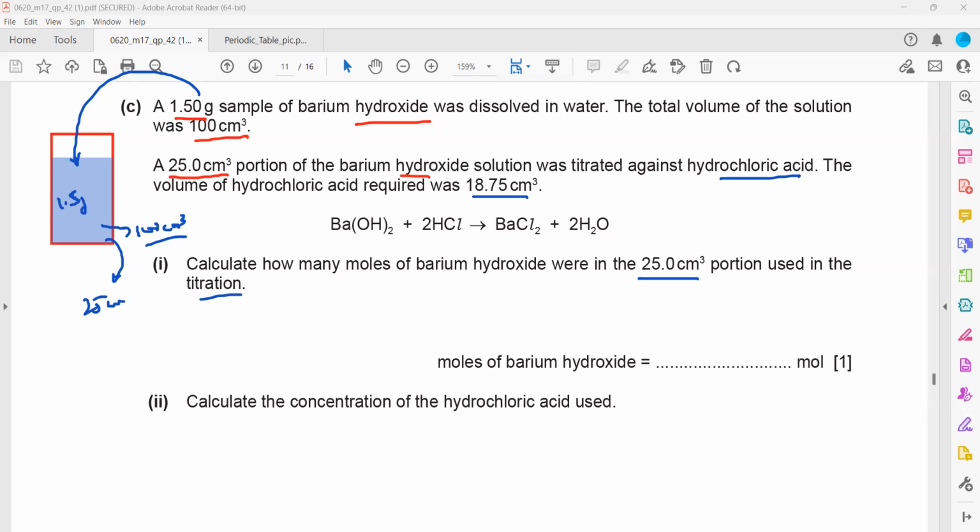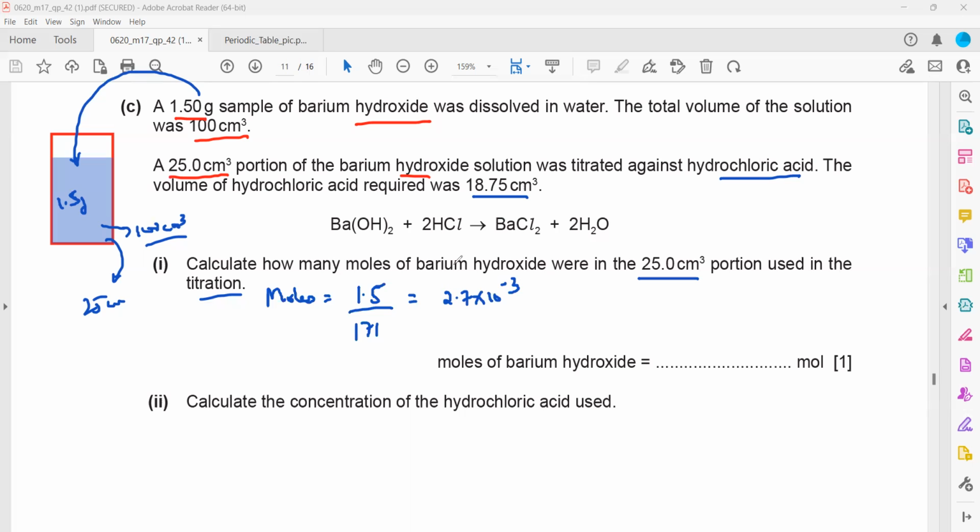To get the moles, we'll use the formula: moles equal mass in gram, which is 1.5, divided by the molar mass of barium hydroxide. That was 171. We did that in the previous part. So 1.5 divided by 171. What's the answer? 2.77 multiplied by 10 to the power negative 3. Or 0.0087.